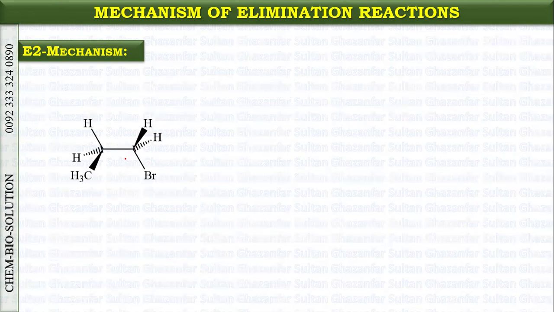Now see, this is halide and this is hydrogen. This is also hydrogen. Now with this halide, only this hydrogen will be removed; this hydrogen cannot be removed. It must be opposite, trans, to it. So any hydrogen that is trans to the bromine can be removed. Trans to the halide can be removed.